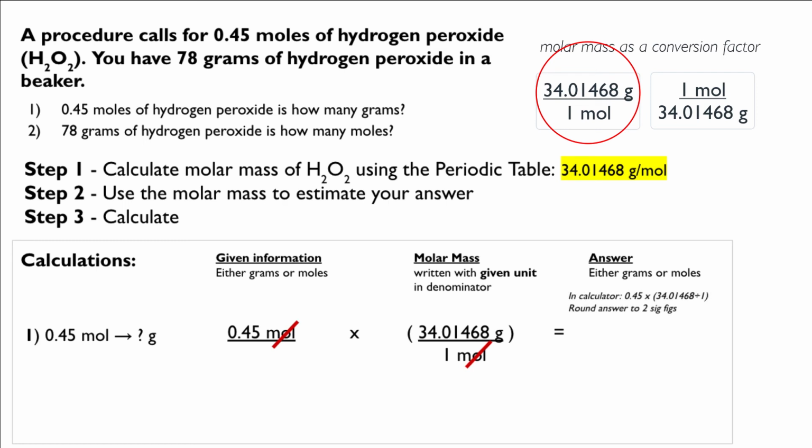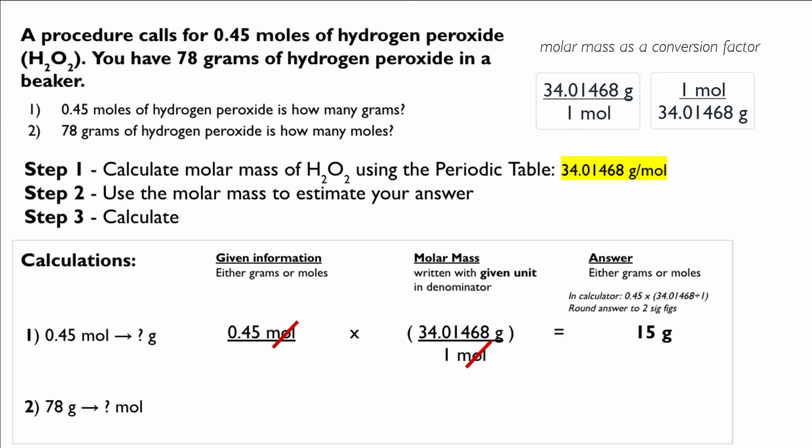So in the calculator, I will type in 0.45 times parentheses 34.01468 divided by 1. And I'm going to round my answer to 2 significant figures. So I should end up with 15 grams.